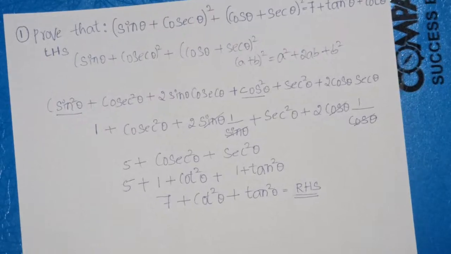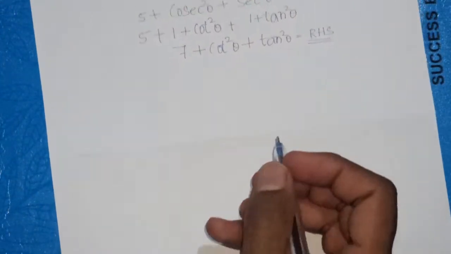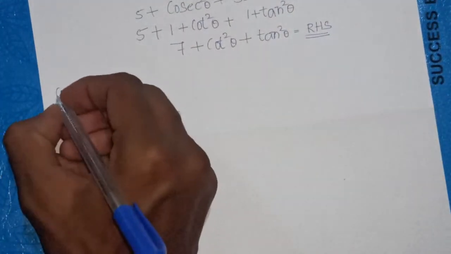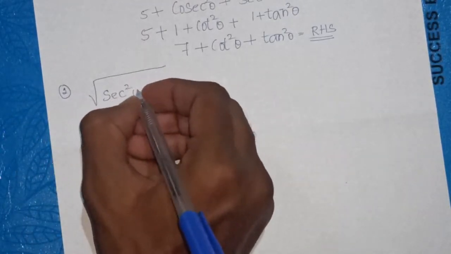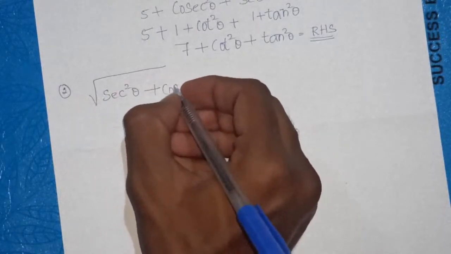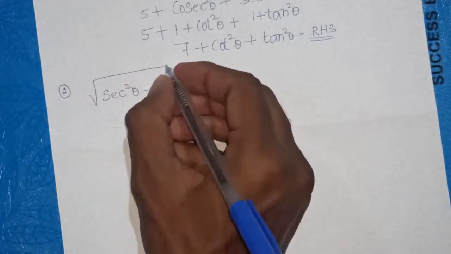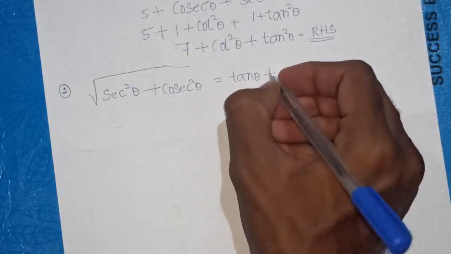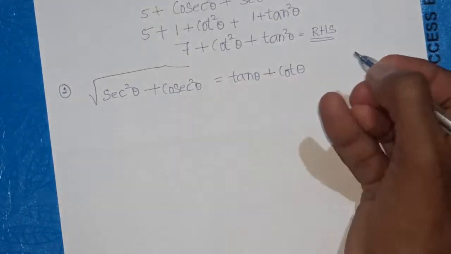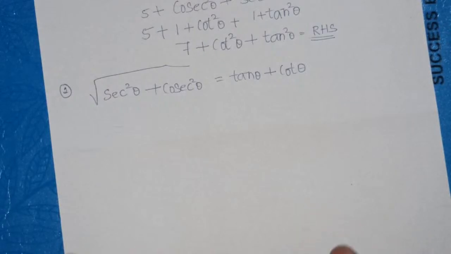Now let's move on to the second question. Under root secant square theta plus cosecant square theta will be equal to tan theta plus cot theta. Even in this question, we need to prove that LHS is equal to RHS. So by taking LHS, we need to prove RHS.